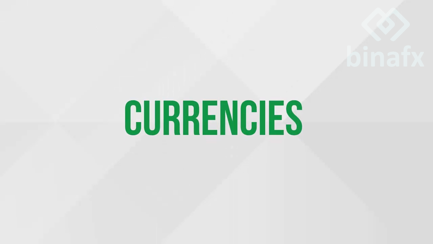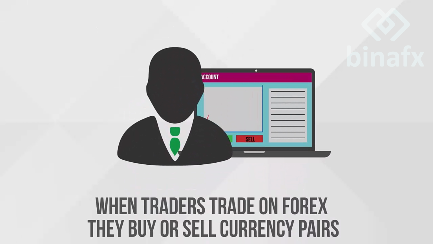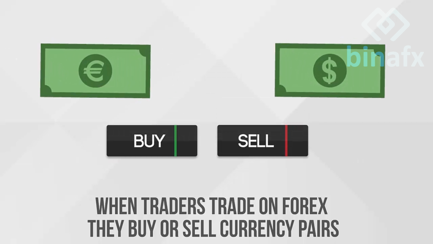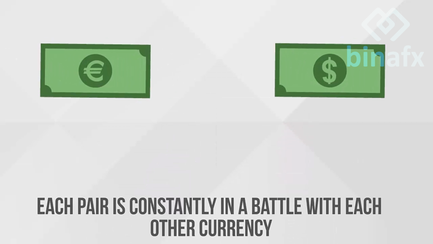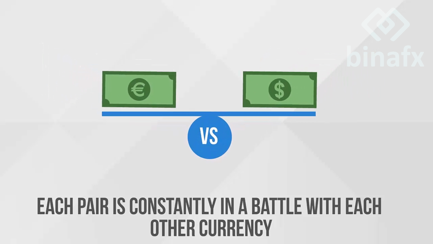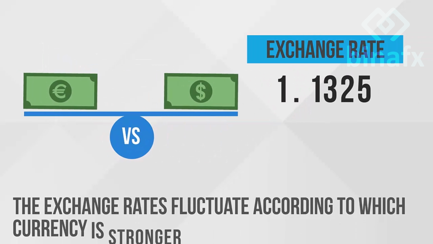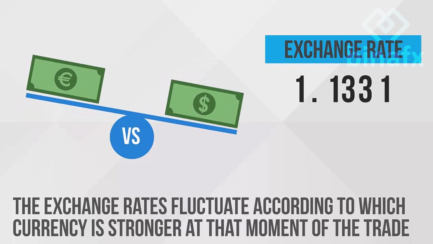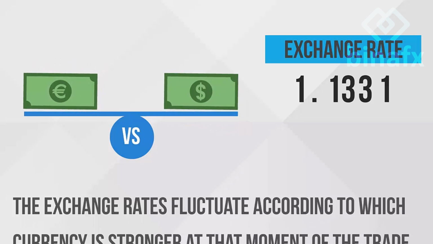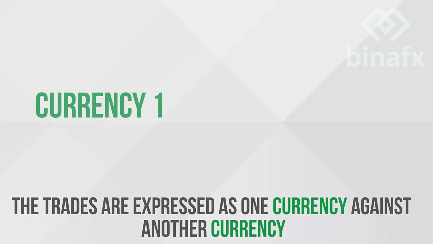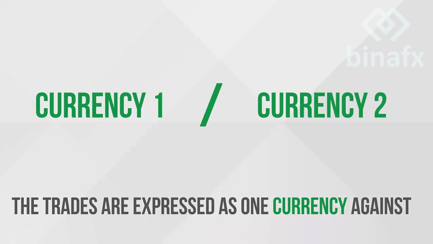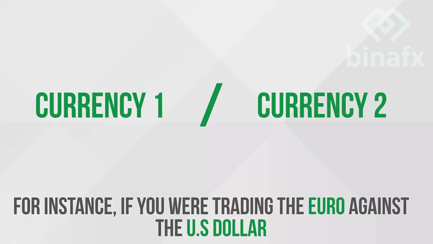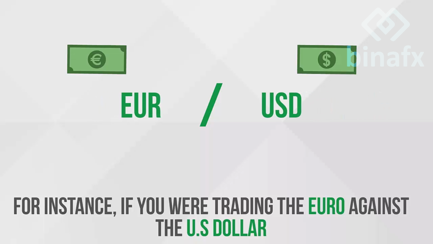Currencies. When traders trade on Forex, they buy or sell in currency pairs. Each pair is constantly in a battle with each other currency, and the exchange rates fluctuate according to which currency is stronger at the moment of the trade. The trades are expressed as one currency against another currency. For instance, if you were trading the euro against the US dollar, it would be notated as euro-USD.